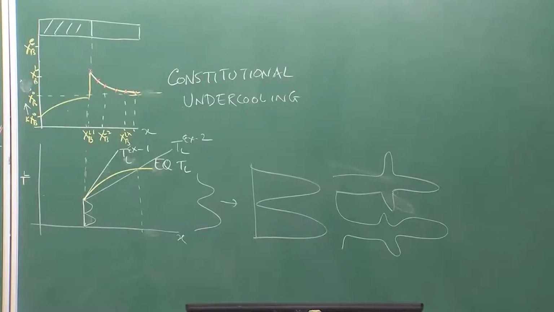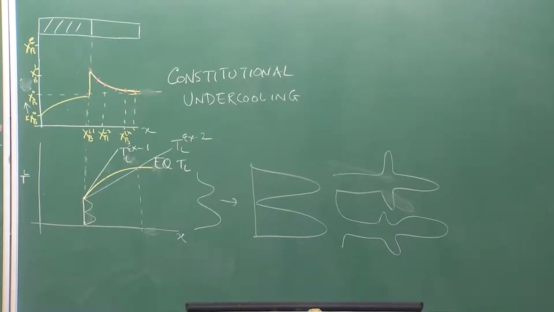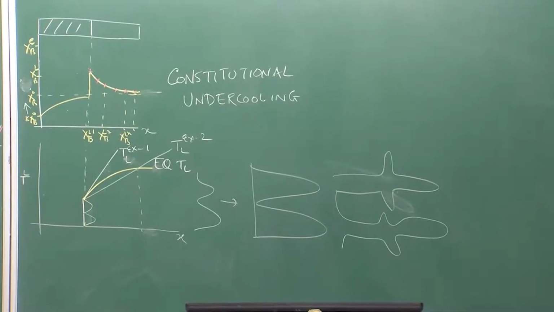But as you have seen in the last lecture, in pure metal also we do see dendrites, and these dendrites form mainly because of thermal effects, not because of compositional effects. That is the number one drawback of this theory.